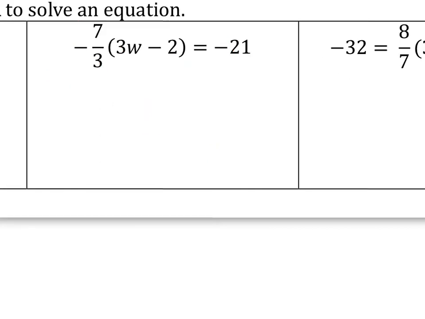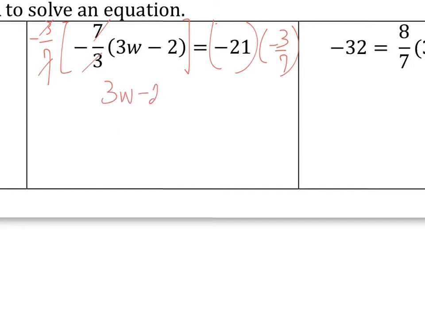And for this one, you need to watch out for your negative signs. Negative 3/7, negative 3/7. This would be 3w minus 2, negative, negative, positive, taking care of that. Simplify 21 and 7 to get 9. Okay, and we add 2. And divide by 3 to get 11/3.